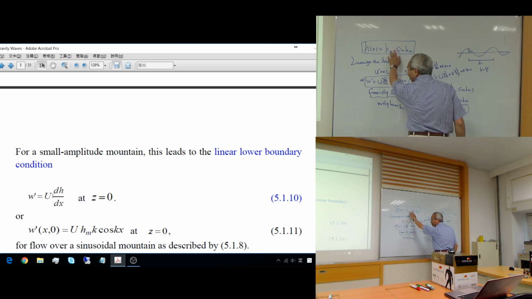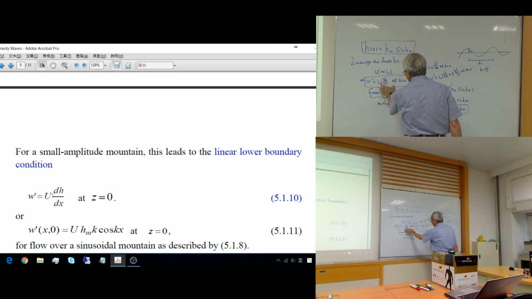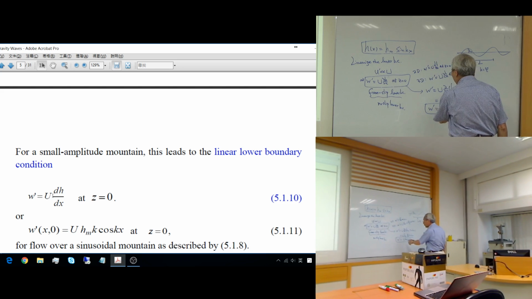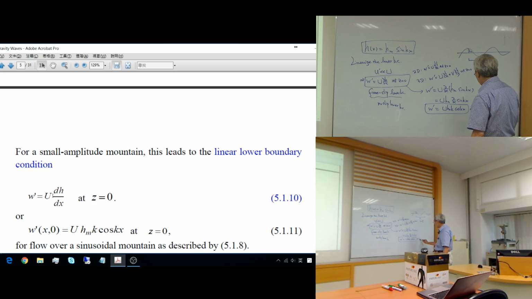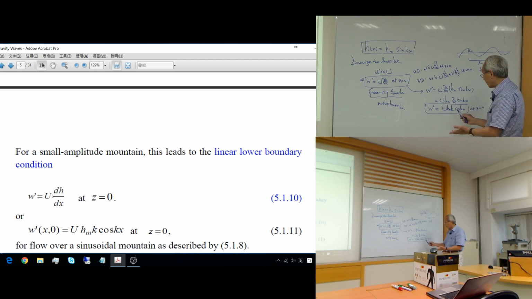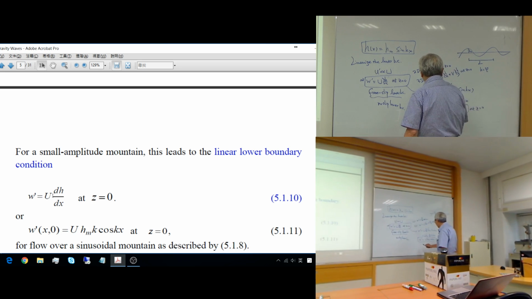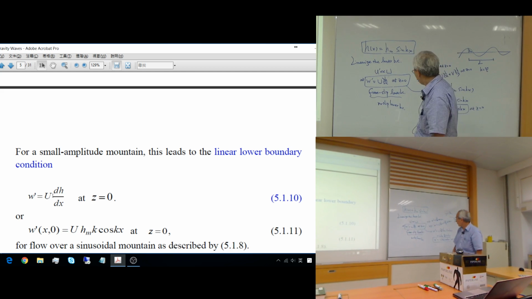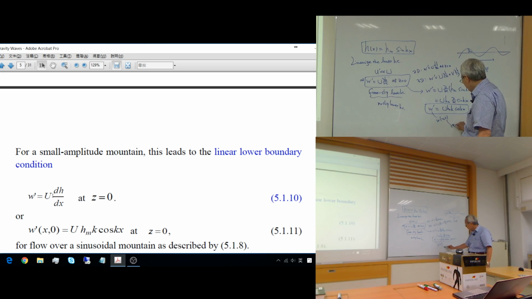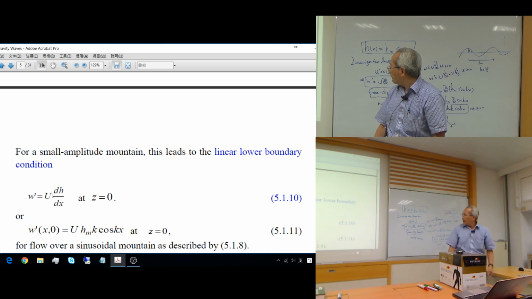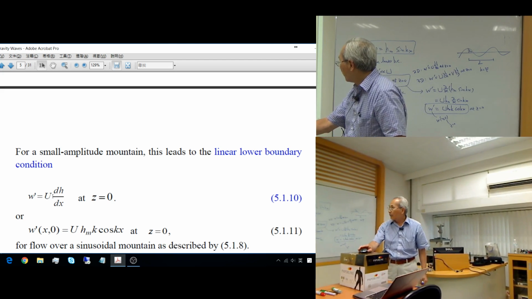Combine the particular mountain geometry with this lower boundary condition, and we got this. And this is for this sinusoidal mountain, and this is applied at z equals 0. Okay, so now we have the lower boundary condition. And you can write this one as w prime of x and then z 0, where 0 means z equals 0. Okay, that's 5.1.11.